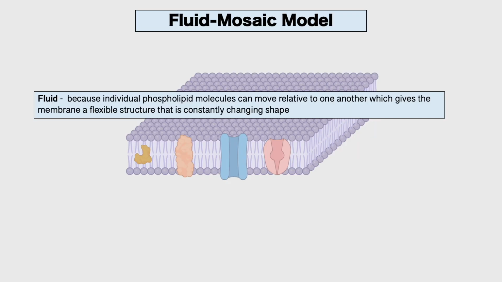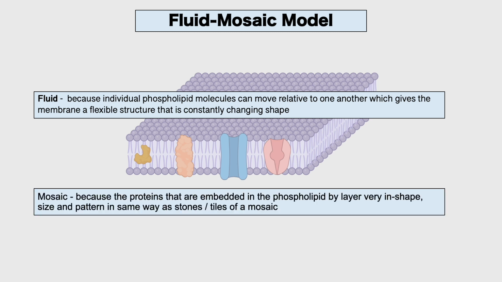It's said to be fluid because individual phospholipid molecules can move relative to one another, which gives the membrane a flexible structure that is constantly changing shape. And it's like a mosaic because the proteins that are embedded in the phospholipid bilayer vary in shape, size, and pattern in the same way as stones or tiles of a mosaic.